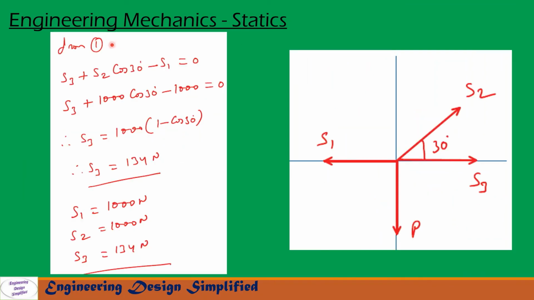From equation 1, that is S3 plus S2 cos 30 minus S1 equal to 0. We have found S2 in the previous slide, so let us substitute that in equation 1. We get S3 plus 1000 cos 30 minus 1000 equal to 0. So after simplification we get S3 equal to 134 Newton. So now we found that S1 equal to 1000 Newton, that is equal to Q, and S2 is 1000 Newton and S3 is 134 Newton.